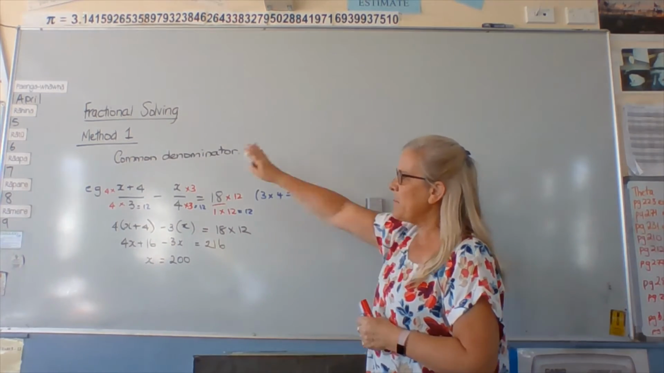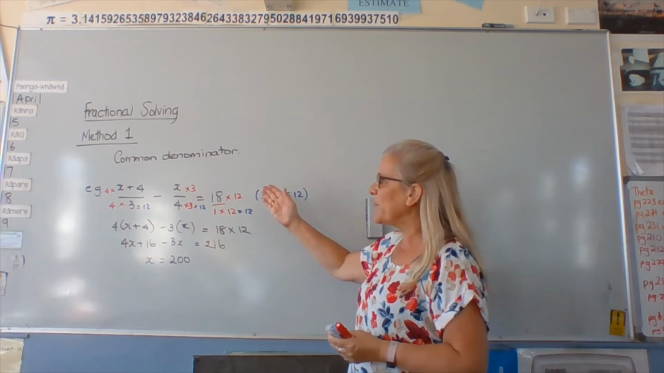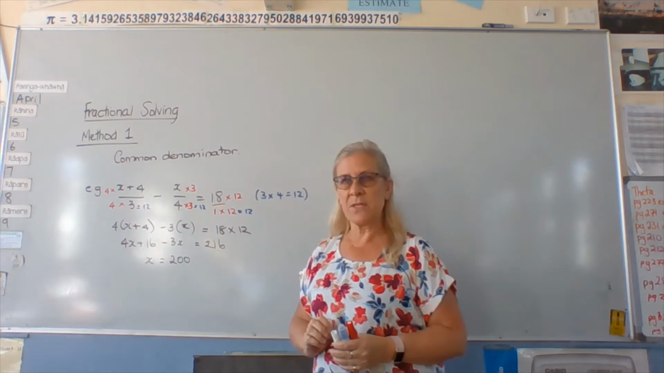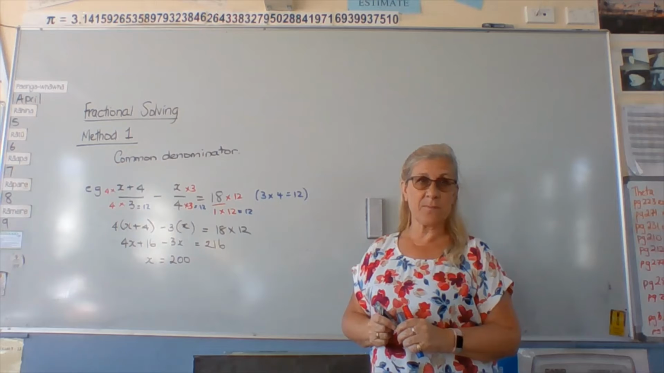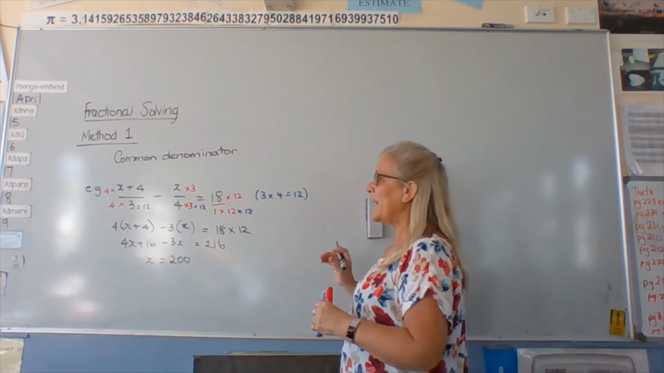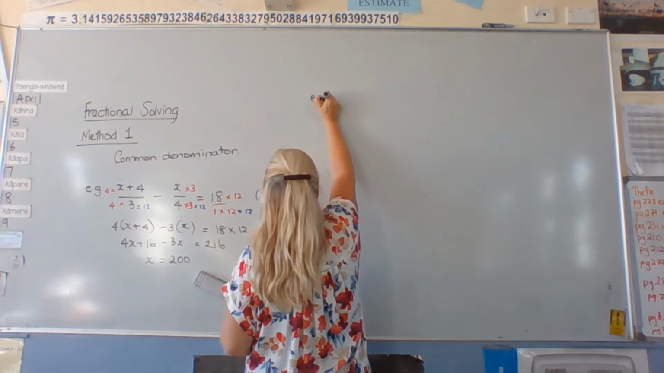All right, so that method is called using a common denominator, and it applies when we've got more than 2 terms. We need to figure out what so it can have 3 terms. All right, and it can be not just numbers, it could be letters.